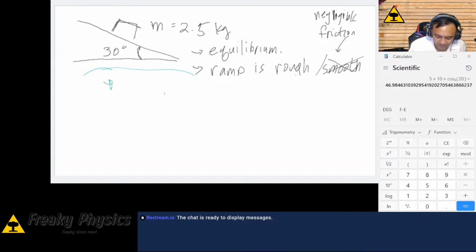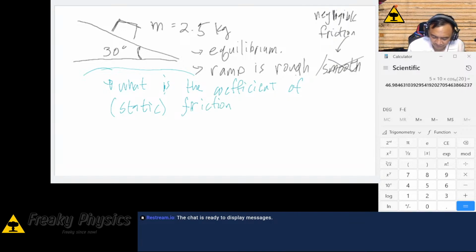The question now is, what is the coefficient of friction between the ramp and the block? I'm going to put the word static in here already, but the coefficient of static, I'll explain later what that means. So what is the coefficient of friction between the ramp and the block?